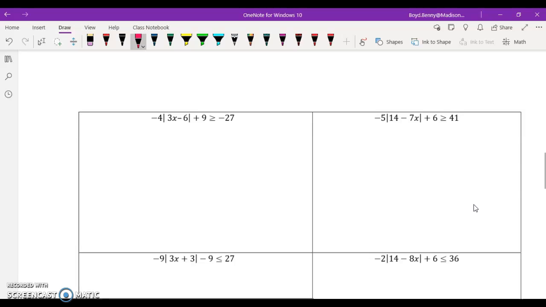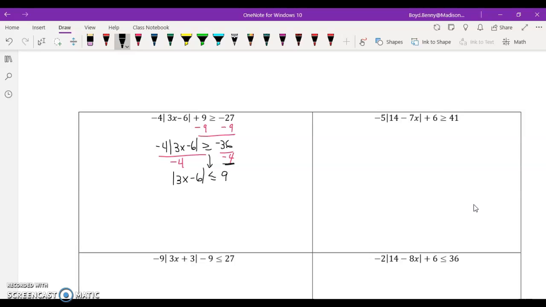So here, I need to isolate the absolute value. So we're going to subtract 9. That's going to give us negative 4 times the absolute value of 3x minus 6 is greater than or equal to negative 36. Next, we need to divide by negative 4 to undo that multiplication. Remember, we do not want to distribute there. We want to divide. Okay, this gives us the absolute value of 3x minus 6 less than or equal to, got to flip that over because we divided by a negative here, positive 9.